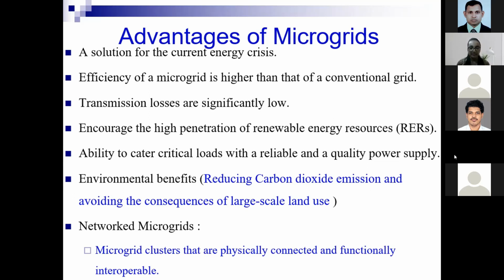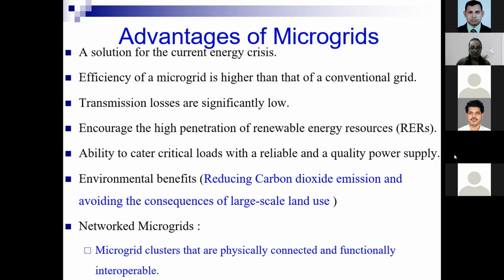In addition to that, microgrids encourage the high penetration of renewable energy resources because it provides a suitable integrating platform for these loads and distributed generators. And the contribution of microgrids in reducing carbon dioxide emissions and avoiding the consequences of large-scale land use are some of the major environmental benefits.